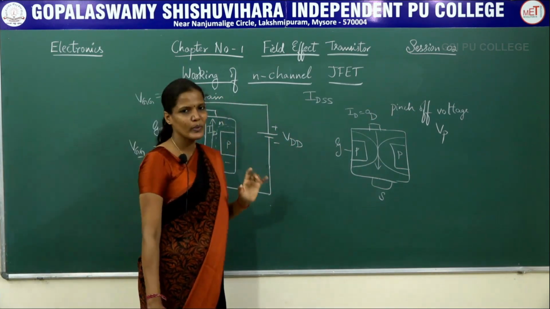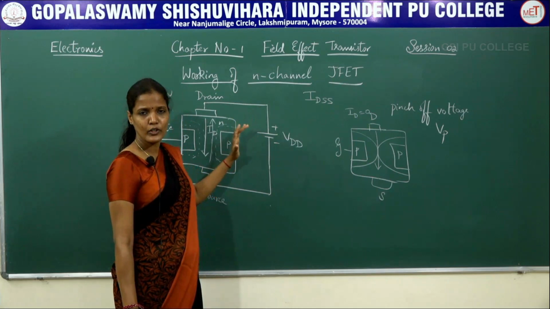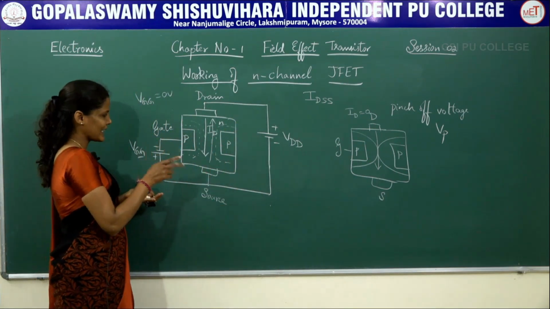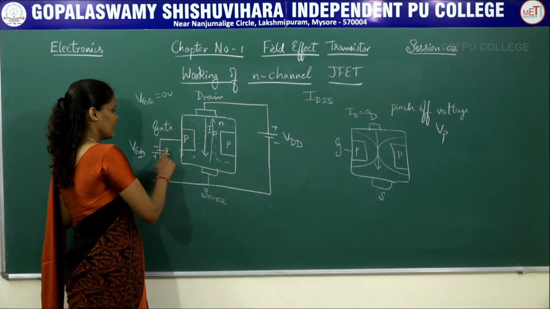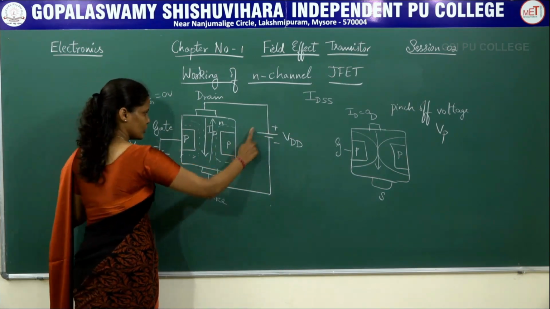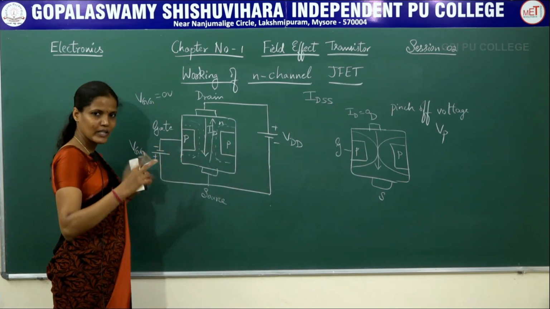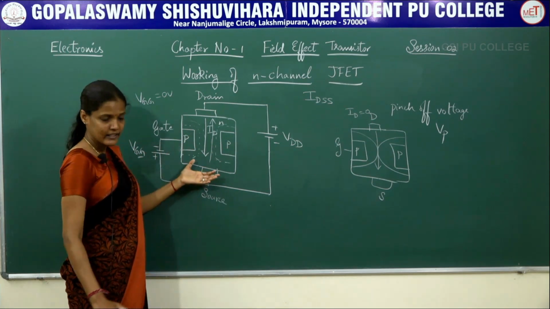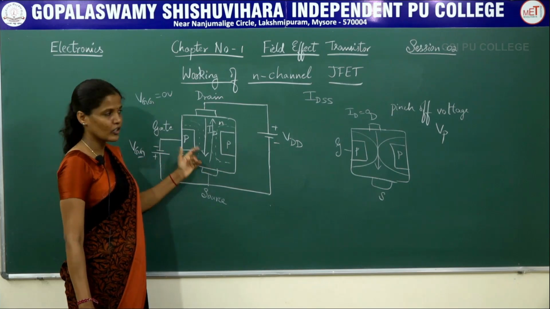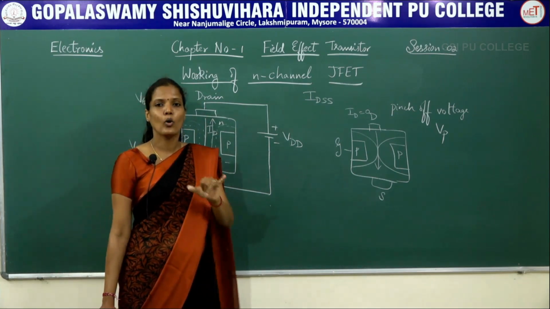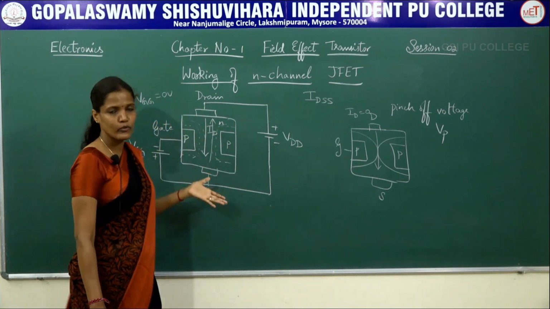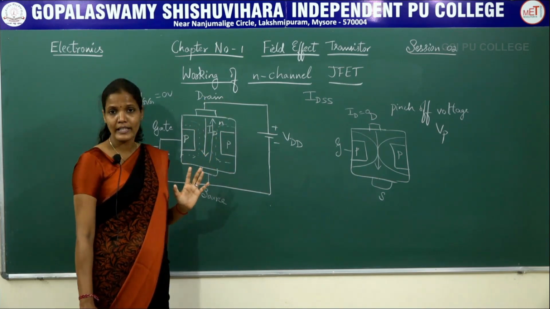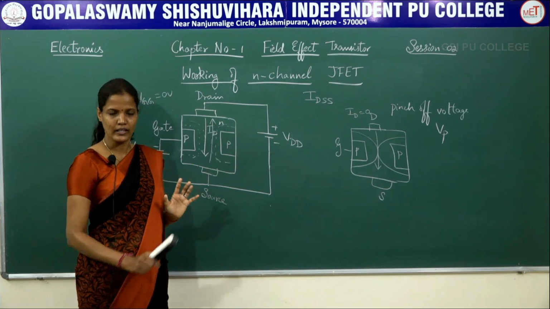Coming to the working of P channel JFET, it is similar to the working of N channel JFET itself. The only exception is that these two terminals have to be connected in the reverse direction. Along with that, the charge carriers in N channel are electrons, whereas in P channel they are holes. That is, holes will be flowing from one terminal to the other terminal. I hope you are very much clear about this working of N channel JFET.